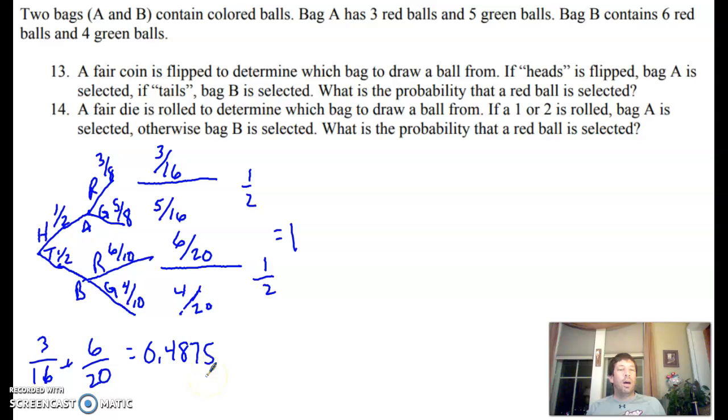Okay? Individual probabilities also always have to be between 0 and 1. 0 means it's never going to happen. 1 means it always happens. So you can't be more than 1. You can't be greater than it always happening. And you can't be less than 0, less than it never happening. Okay? So these probabilities at the end of your tree diagram, they add up to 1.